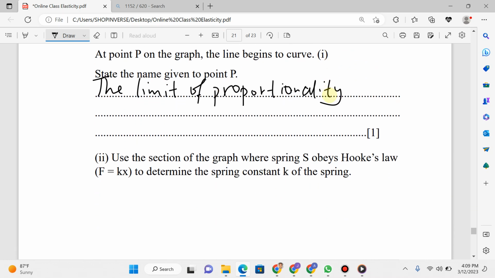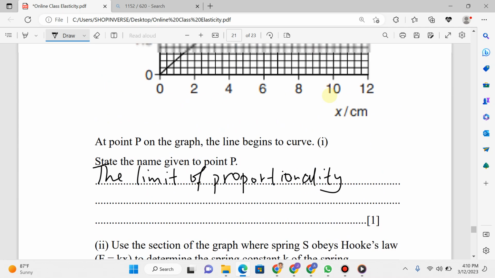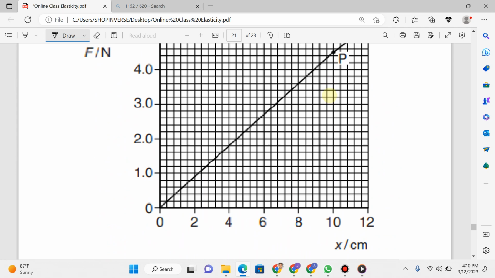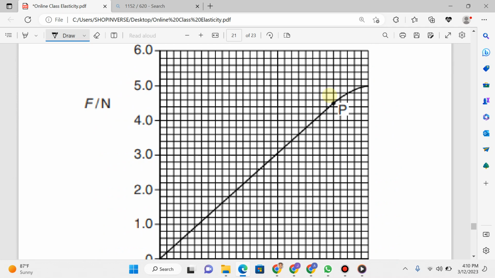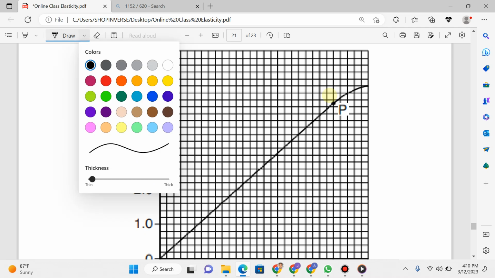Use the section of the graph where S obeys Hooke's law, F equals Kx, to determine the spring constant of the spring. How do you determine the spring constant? You draw a right angle triangle. So let's look at where it obeys Hooke's law. I want to draw a right angle triangle. Your right angle triangle doesn't have to cover the entire area of the graph, okay? You just try as much as possible to make it cover at least half of the entire graph.